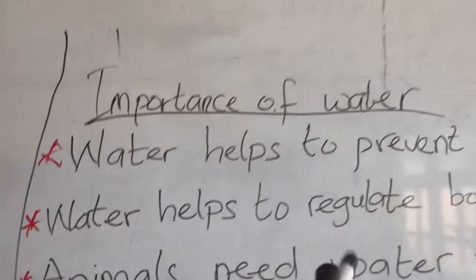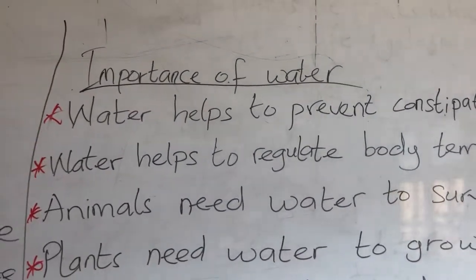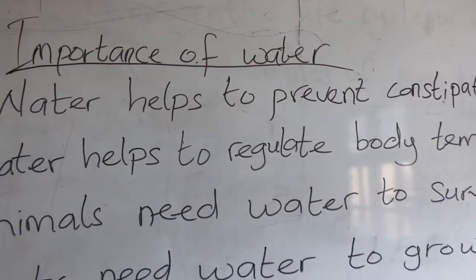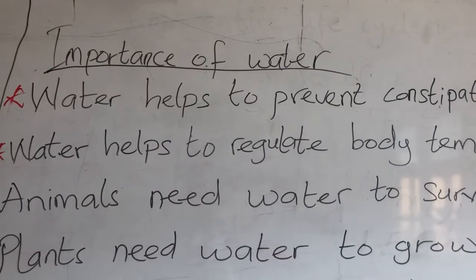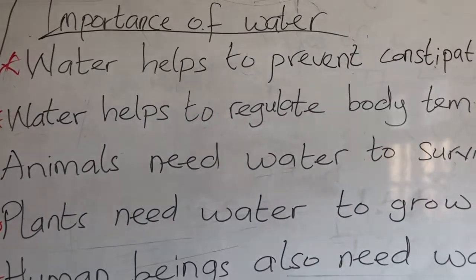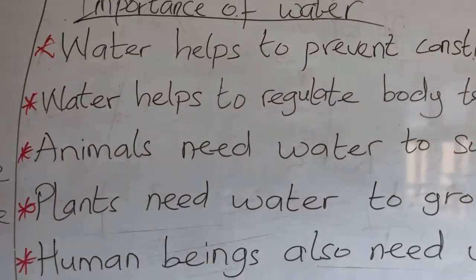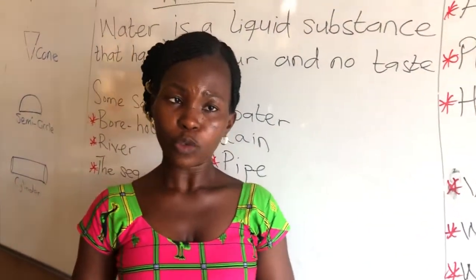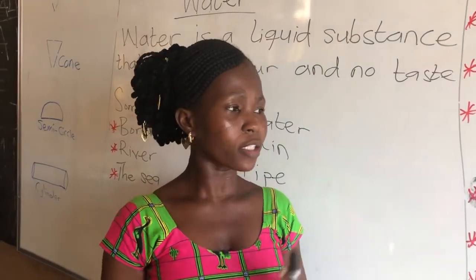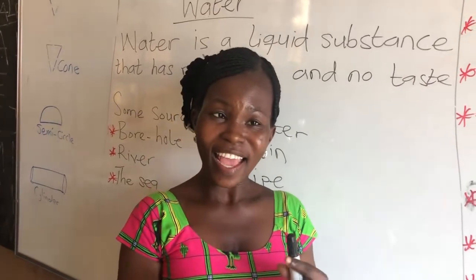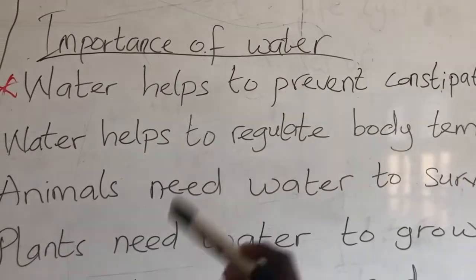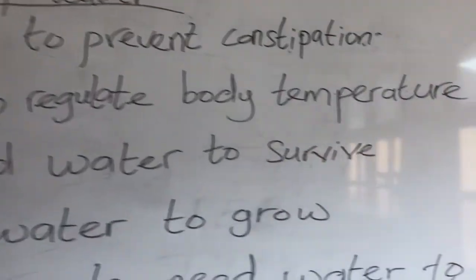Water helps to prevent constipation. Sometimes, when we feel like visiting the washroom, you try to squeeze yourself, but nothing will come out. But when you drink water, it helps to digest the consumed food and soften what is in it to prevent constipation. So it digests the food so that it makes your feces easy to come out. So it prevents constipation. Water helps to regulate body temperature.